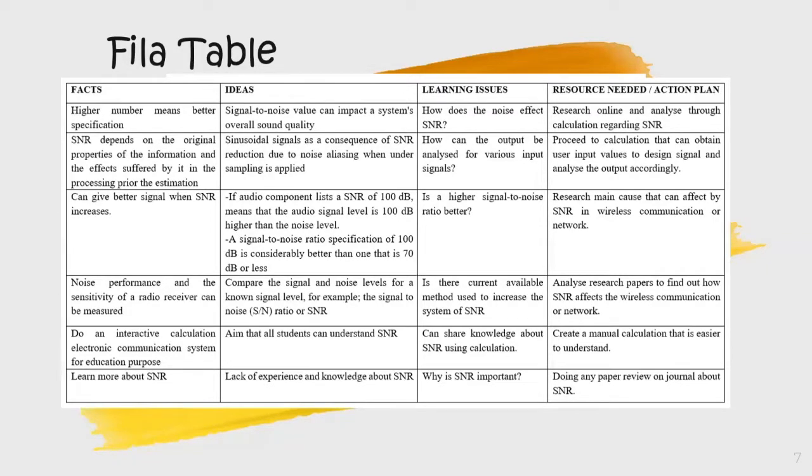The learning issue for the idea is: can we share knowledge about SNR using calculation? The action plan is to create a manual calculation that is easier to understand. The last fact for this table is to learn more about SNR. The issue is: why is SNR important? So we lack experience and knowledge about SNR. So for the action plan, we do a paper review on journals about SNR.